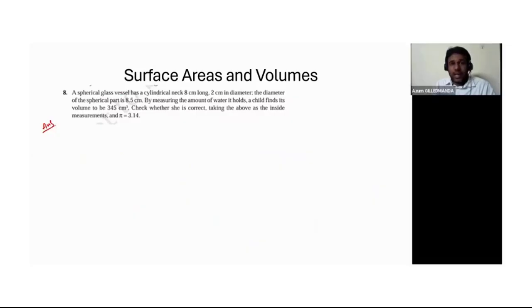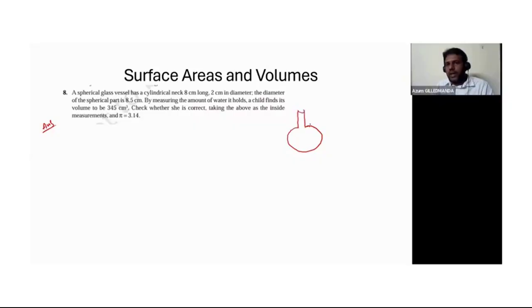A spherical glass vessel has a cylindrical neck. There is a vessel which is spherical. Spherical means it is of this shape. It's a spherical vessel which has a neck that is cylindrical. You following me? So there is a glass which is spherical at the bottom and the top is cylindrical, neck of 8 centimeter long and 2 centimeter diameter.